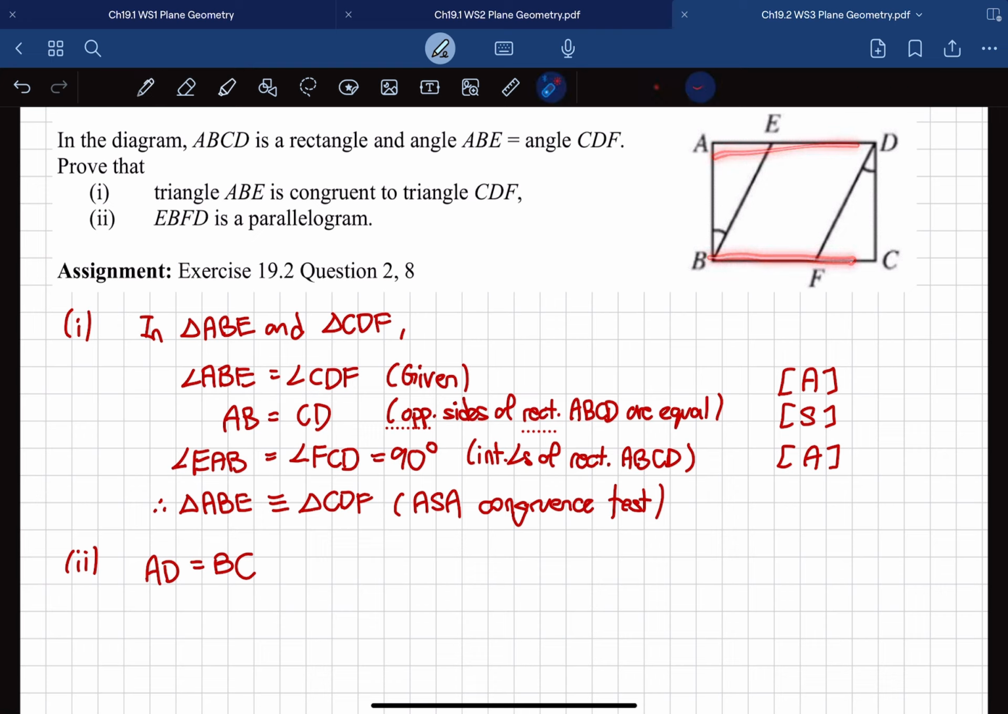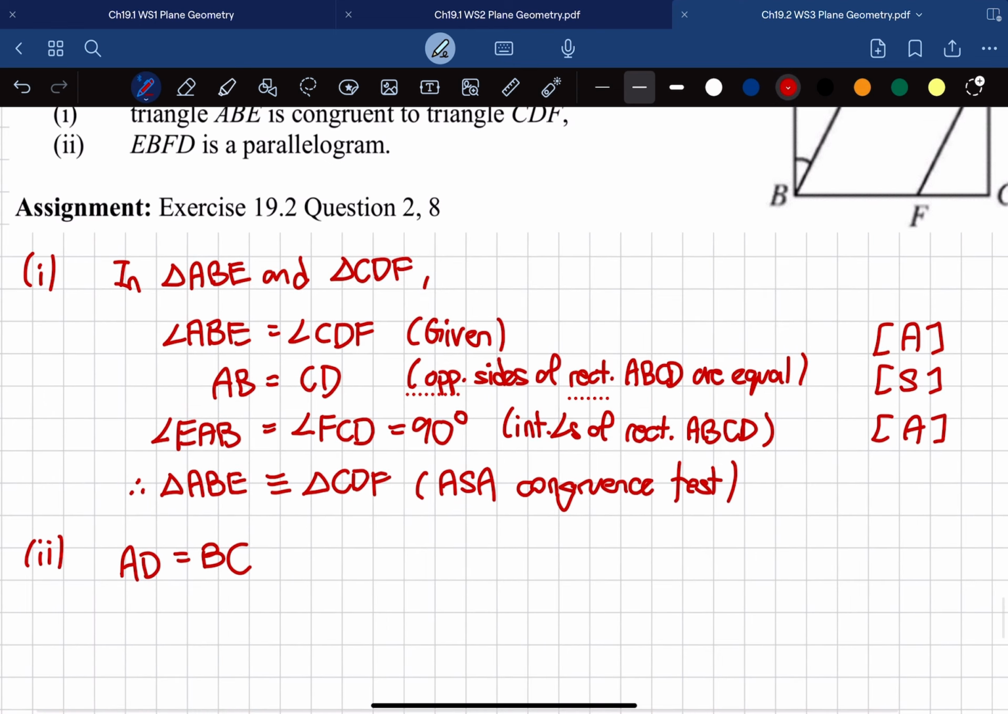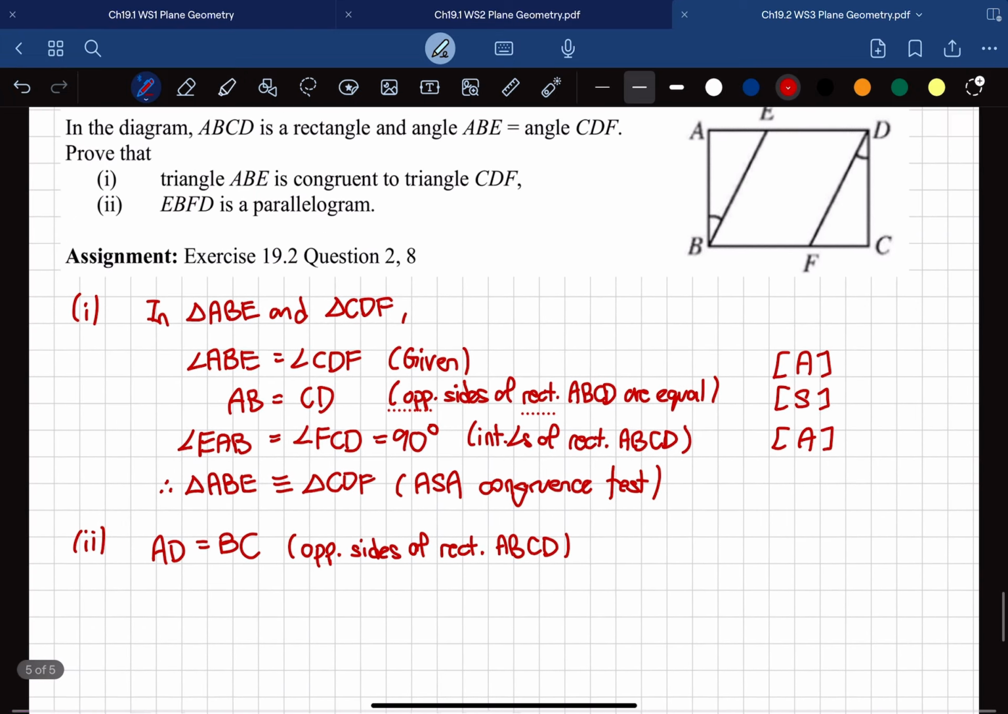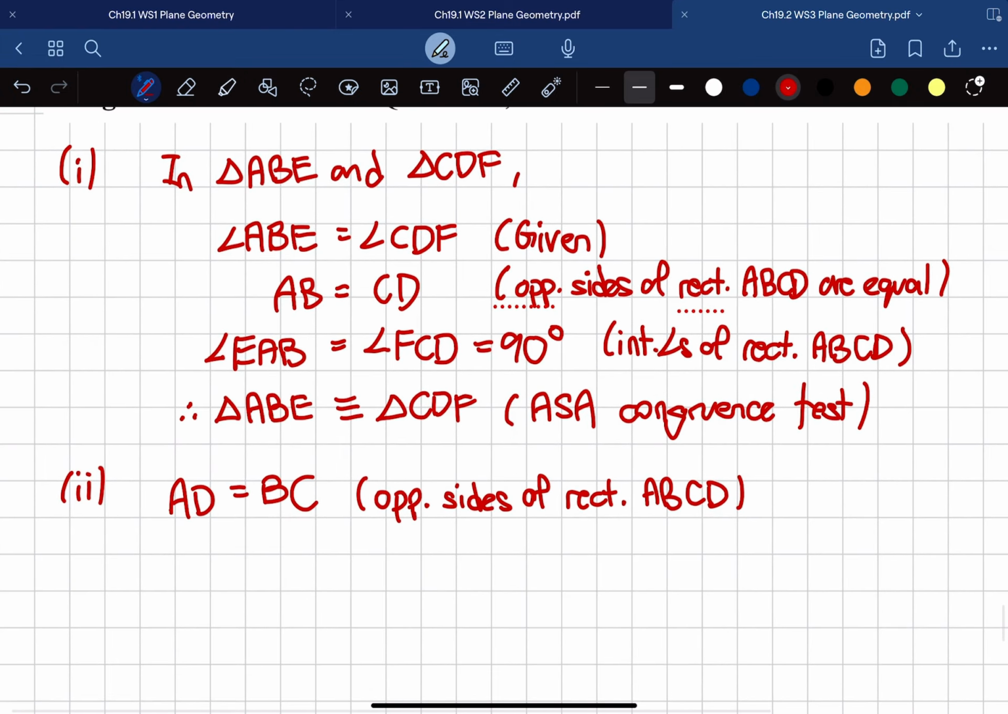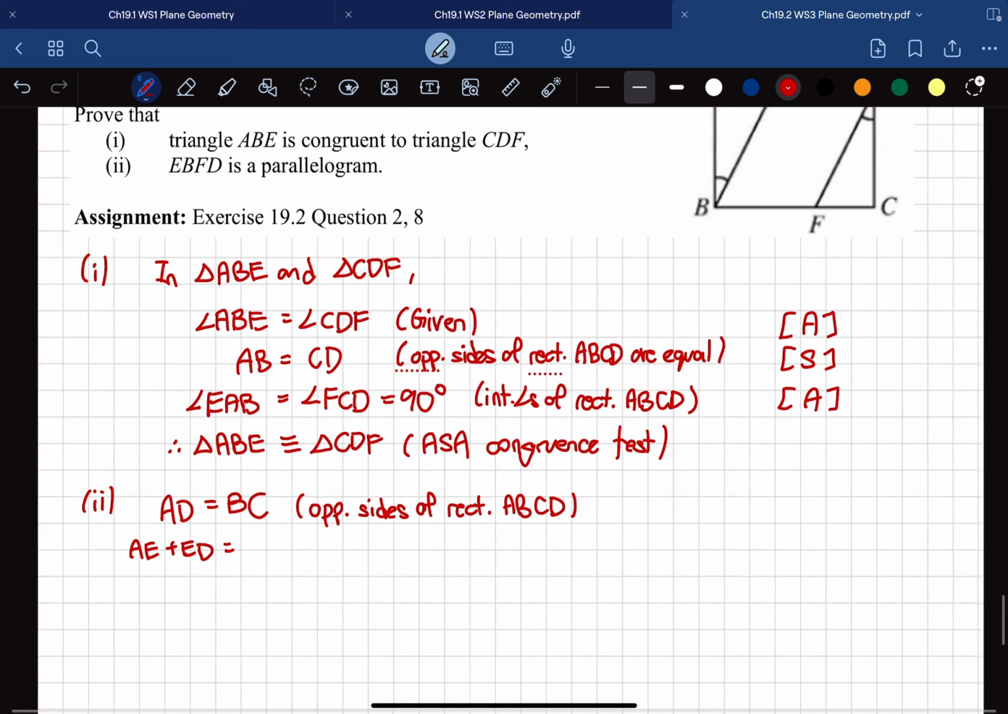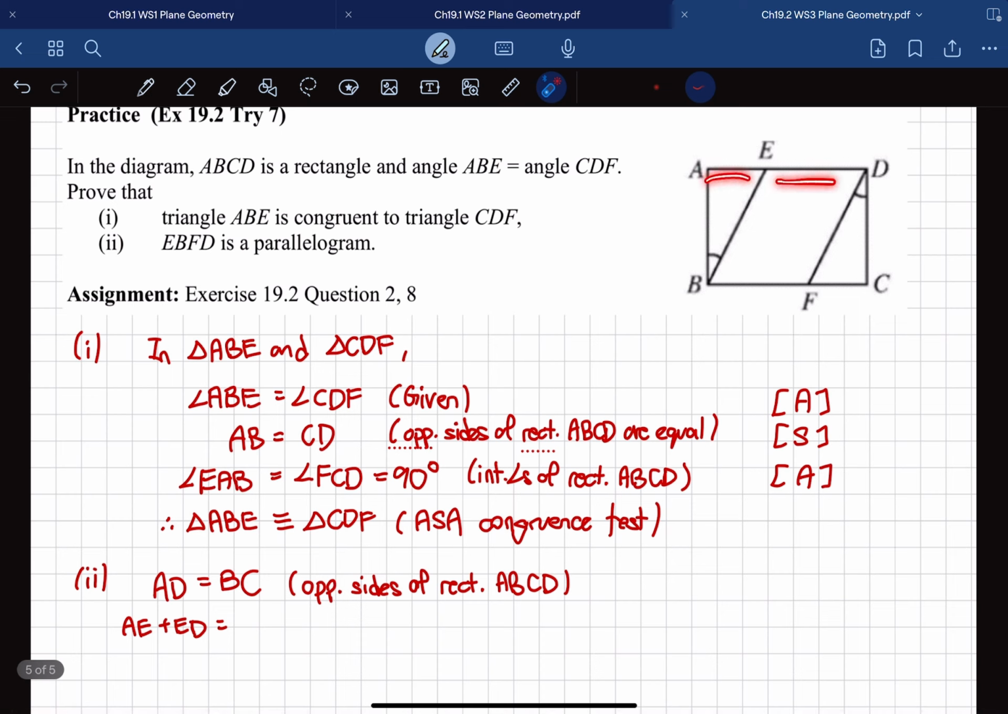These are opposite sides in a rectangle. AD equals BC. The reason is because these are opposite sides of rectangle ABCD. Then from here, I know that AD is made out of two parts. AD is equal to AE plus ED. And similarly, for this side over here, I know that this BC is made up of these two parts as well, CF plus FB.